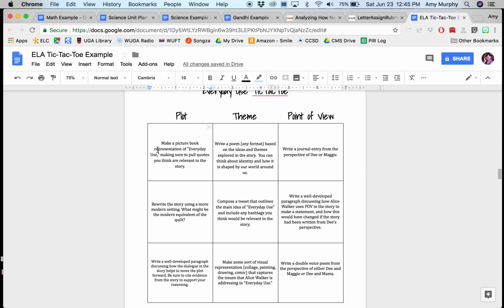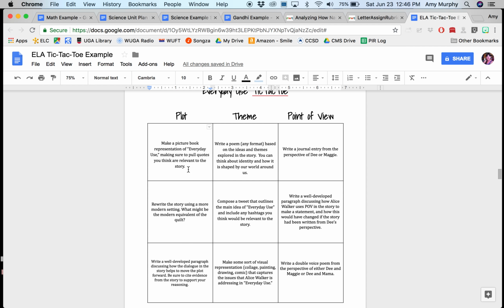So here's what's a little tricky. If we look at plot, I'm just going to look at this one. She has students making a picture book representation of Everyday Use, a short story, making sure to pull quotes that they think are relevant to the story. One question I would have here is, how does making a picture book demonstrate students' understanding of plot? You'd really want to make sure that this picture book is showing exposition, summarizing action, the climax, the denouement, etc. So making sure they're using quotes that demonstrate that, I guess.